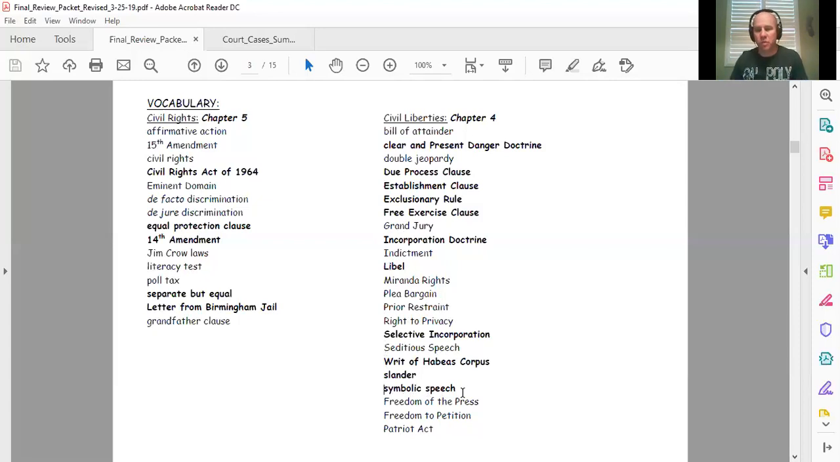So who remembers the court case that dealt with freedom of speech? Who remembers it? This was the one we were going to simulate in class, but we didn't obviously get to do that. It's too bad because it's a really fun simulation. Remember Tinker v. Des Moines. So if you remember the Tinker v. Des Moines case, students were going to wear armbands to school in protest of the Vietnam War.